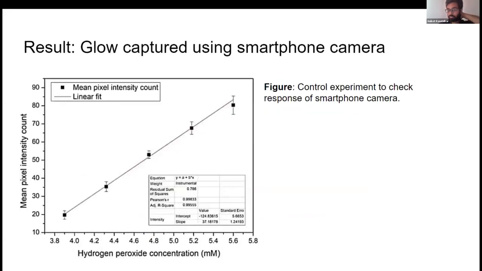To prove whether this idea works or not, first we did a simple reaction using luminol and hydrogen peroxide. The concentration of luminol was kept the same, and the hydrogen peroxide concentration was changed. Here we can see that as hydrogen peroxide concentration increases, the glow increases linearly with concentration. That was the idea, and all this data was captured using a smartphone camera.